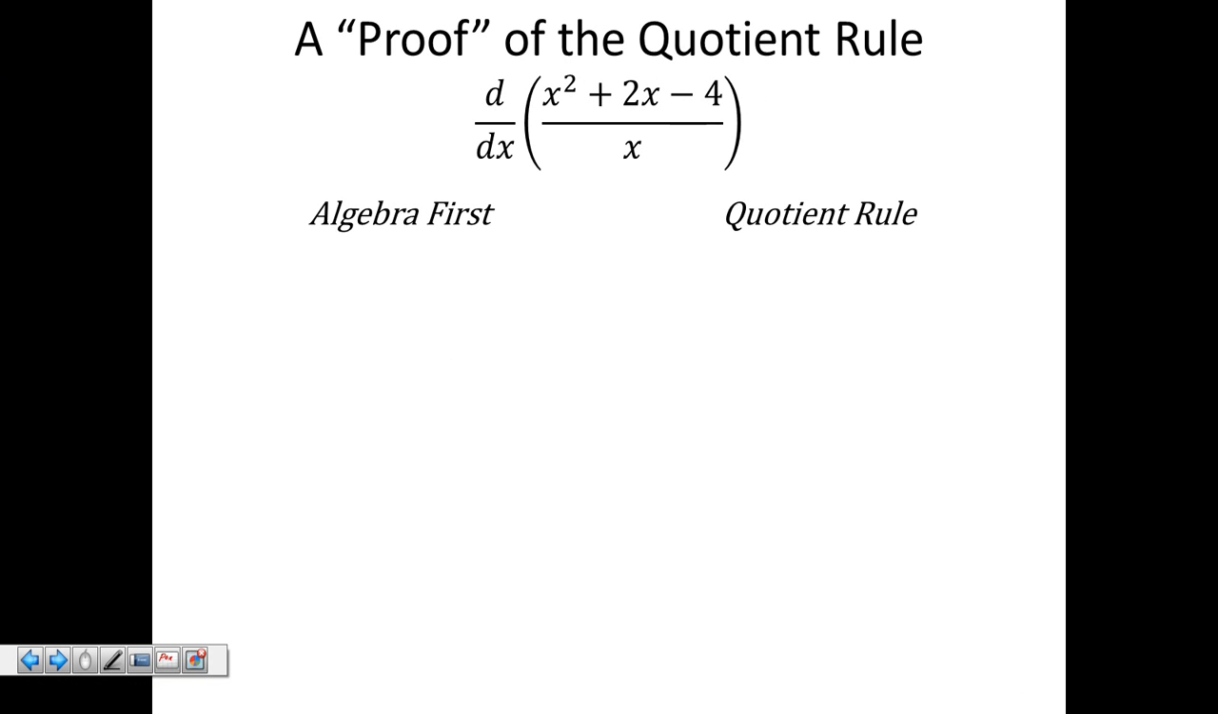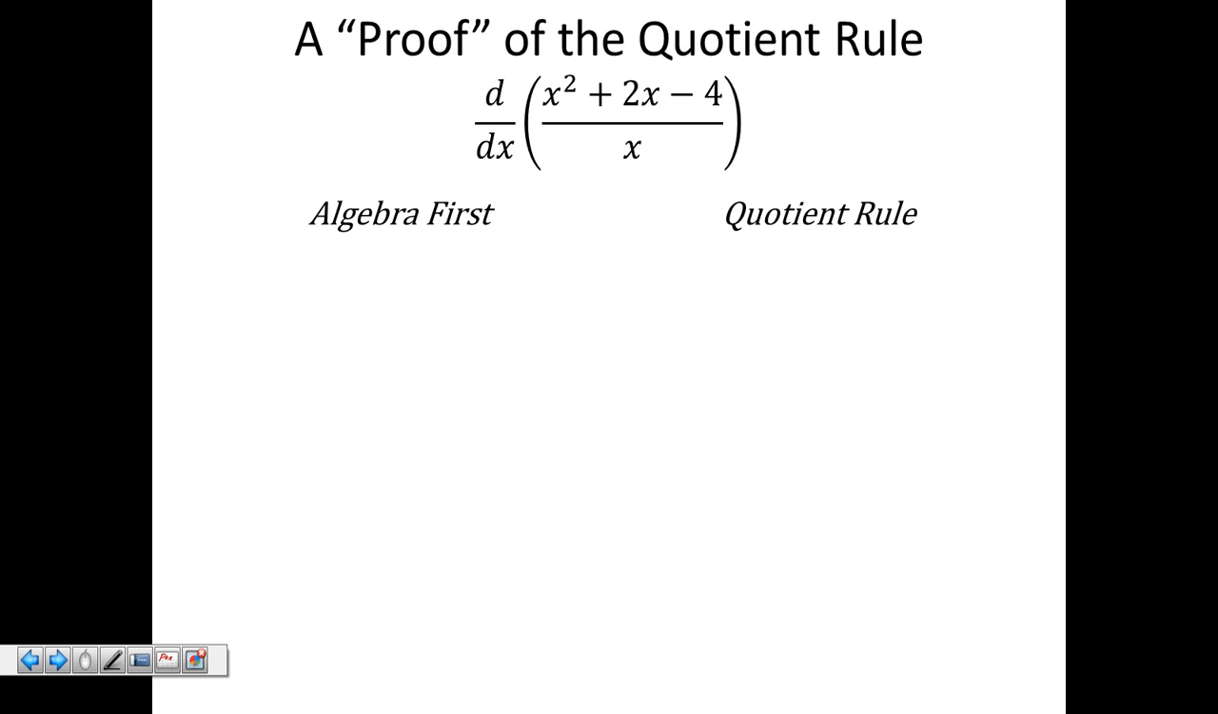Okay, so let's prove this quotient rule again. I set it up with an expression on the top and an expression on the bottom where we can take the derivative of this using the power rule if I distribute that x first. So if I do the algebra first, I can avoid the quotient rule. I don't always want to do this. Sometimes I can't do this. Sometimes it would be really difficult to do this.